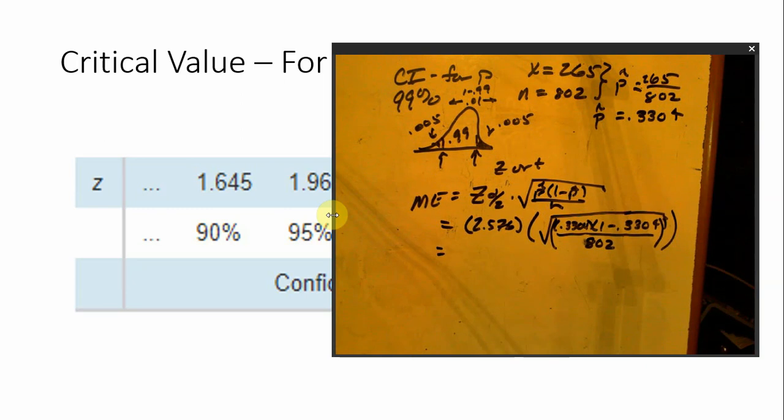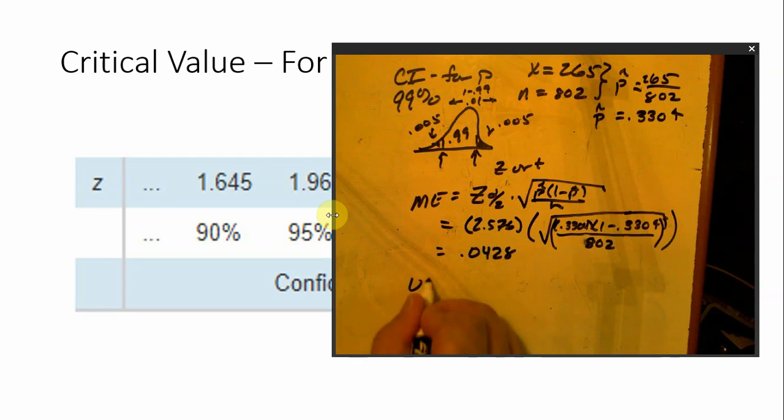So if I do that, my margin of error, if I run my calculator, 0.3304 times 1 minus 0.3304, divided by 802, if everything went in right, 0.0428. And this was more like 7/8, so I just rounded that up to there.